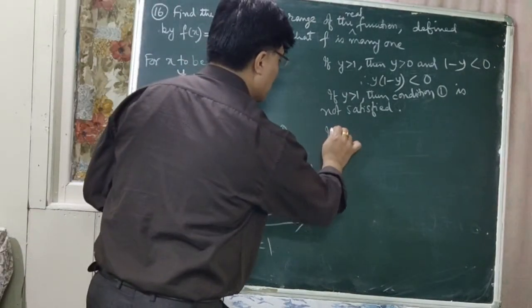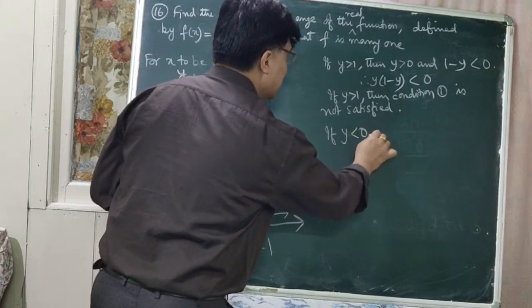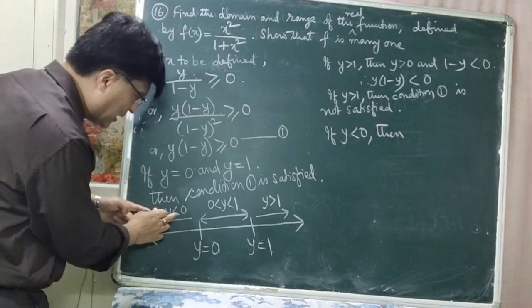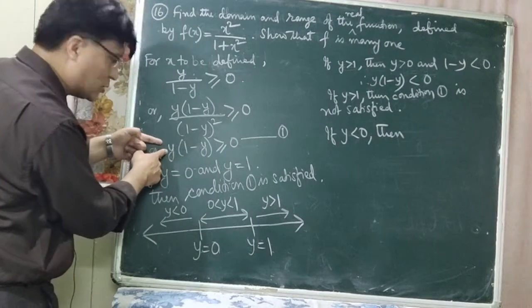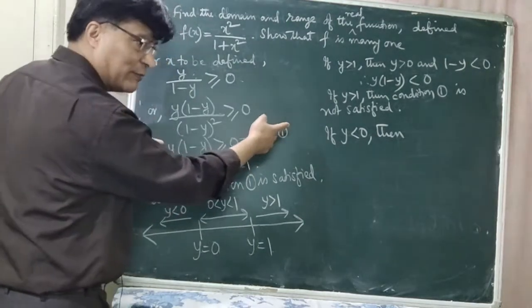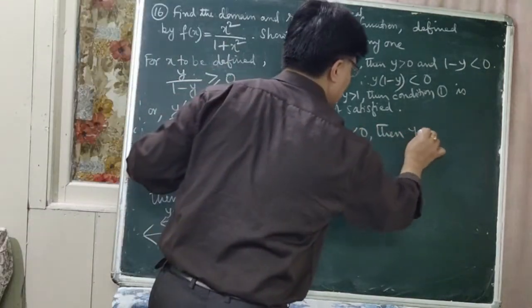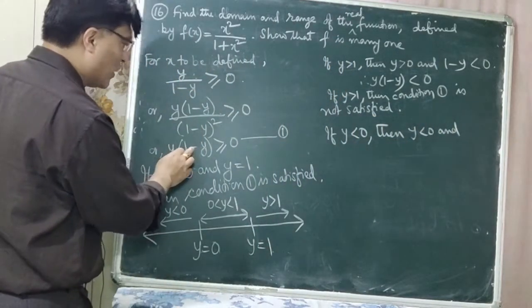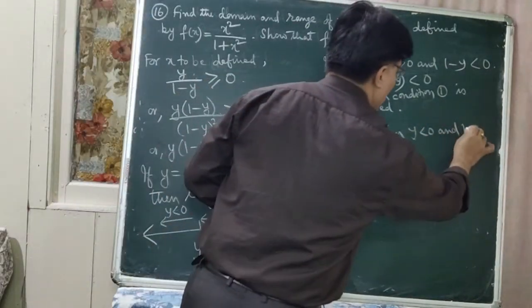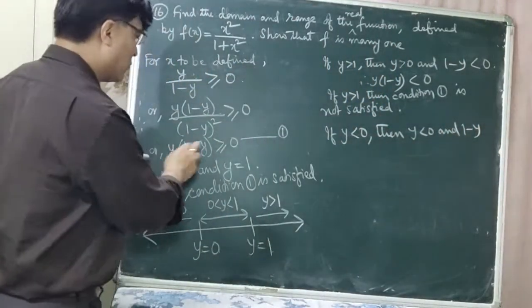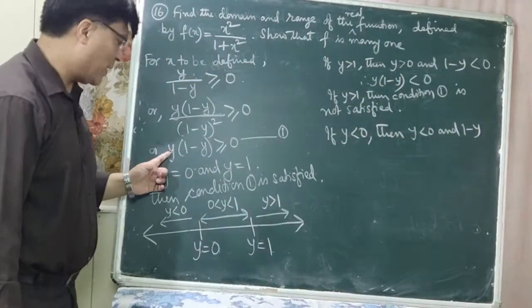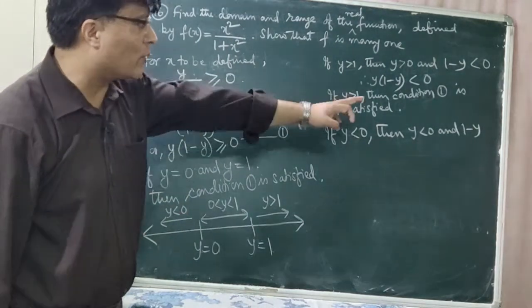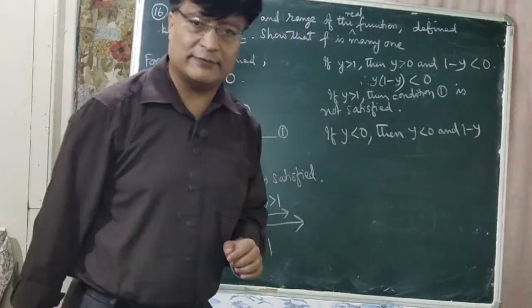Okay. So if y is less than 0, then here it is y. Y is already negative out here. So y is less than 0. And what can we say about 1 minus y? Because there are two factors here, y and 1 minus y. And just now we have assumed y less than 0. If y is less than 0, what can we say about 1 minus y? Is it positive or negative?